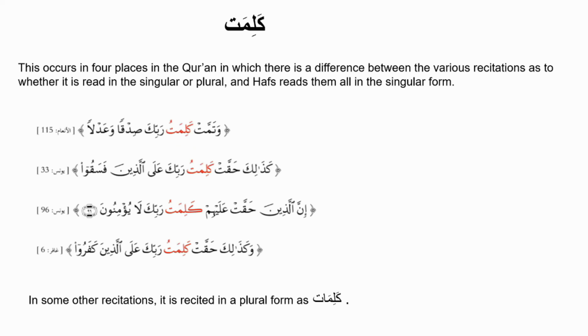The next word is kalimat. In 4 places in the Quran, there is a difference of opinion in the different recitations of the Quran whether to recite this word in a singular form or a plural form. But the word is written with a flat ta in the Quran. Hafs recites this word in a singular form like this, kalimatu rabbik, and upon stopping, Hafs reads letter ta with a sukoon like this, kalimat. But in some other recitations, the word is recited in a plural form like this, kalimatu.